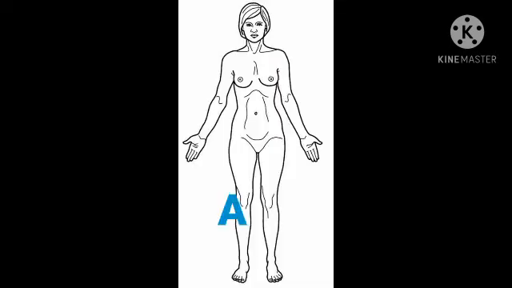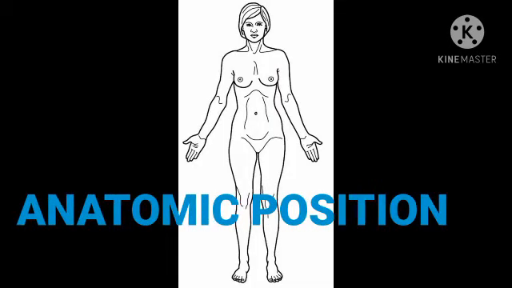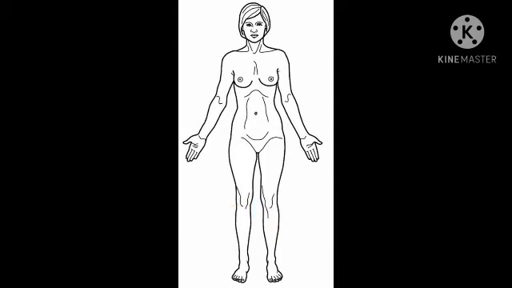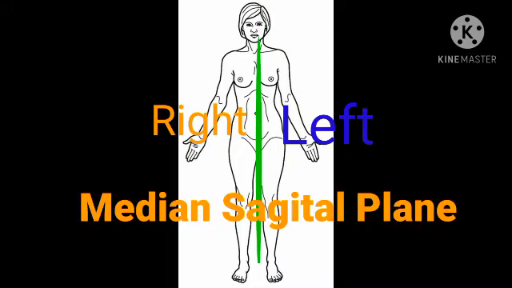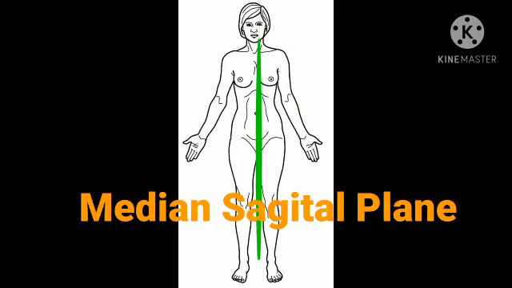The first position that we need to learn about is the anatomic position, and this one is the position in which the patient is standing erect with the upper limbs by the sides and their palms facing forwards and their feet facing forward. I'm going to draw a plane that passes through the midline, dividing the body into two halves, which is the left and the right. And this plane, we call it the median sagittal plane.